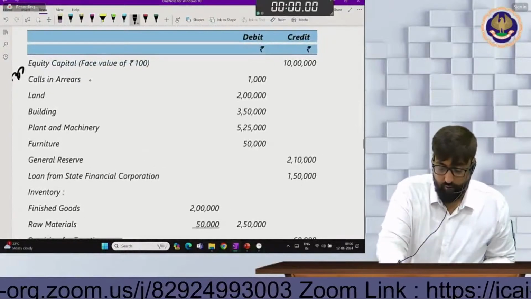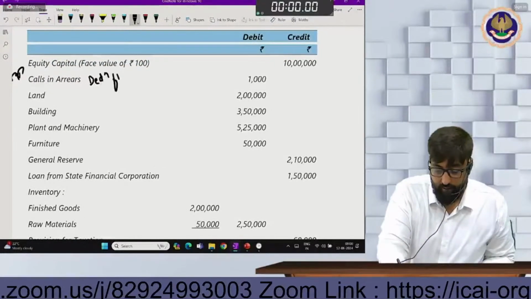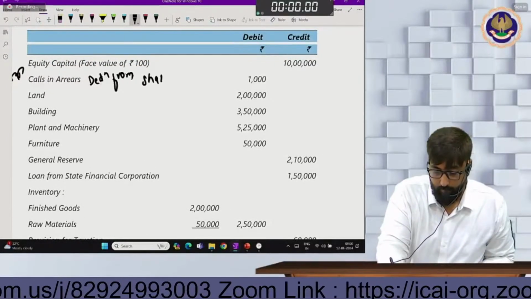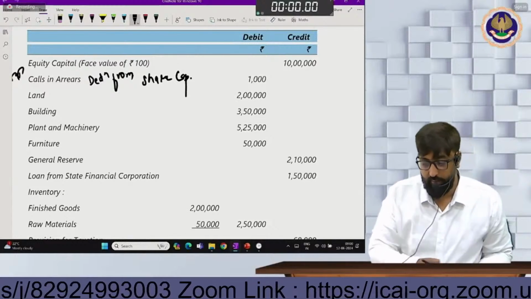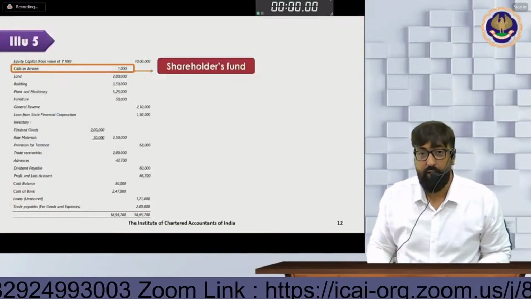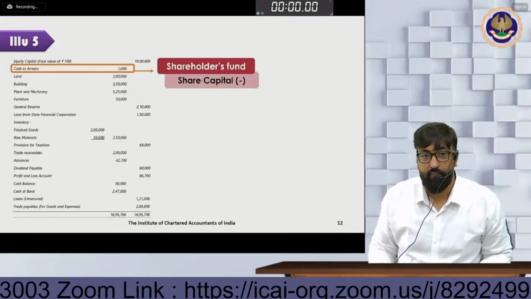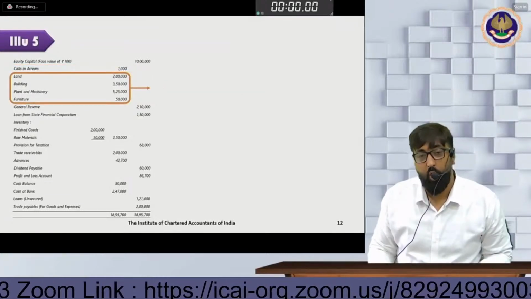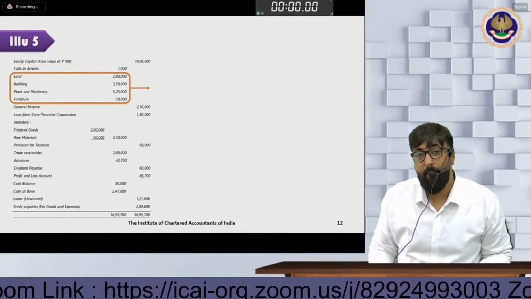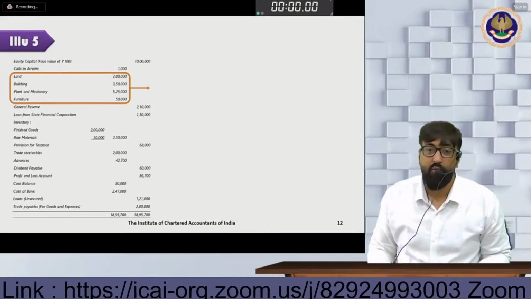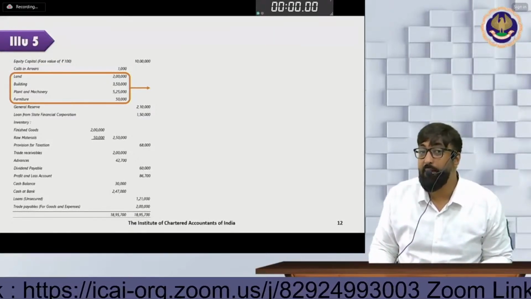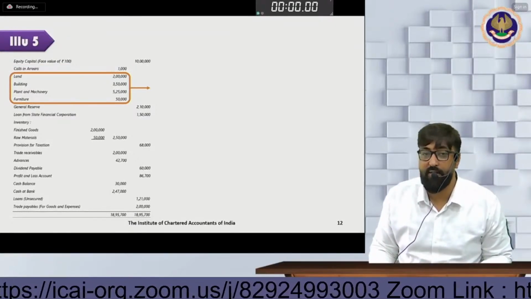So write down over there, IMP: deduction from share capital. Okay. Land, property, plant and equipment, PPE. All these four items. Yes, sir. Land, building. Now, can you tell me this is before depreciation or after depreciation, and why?